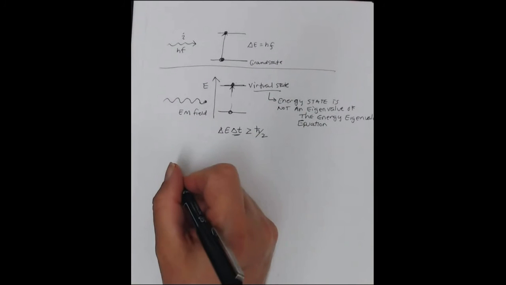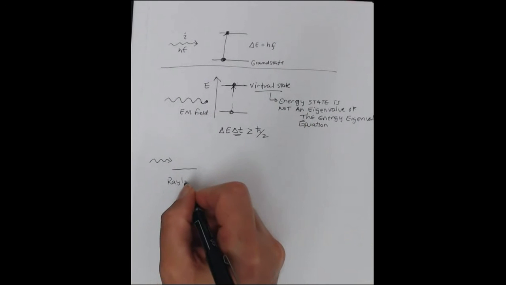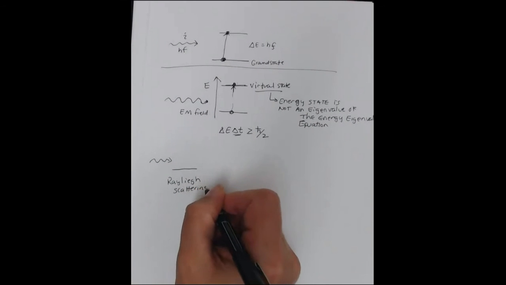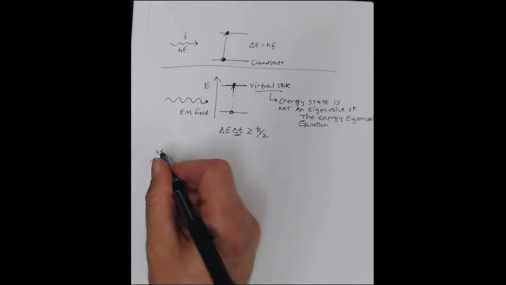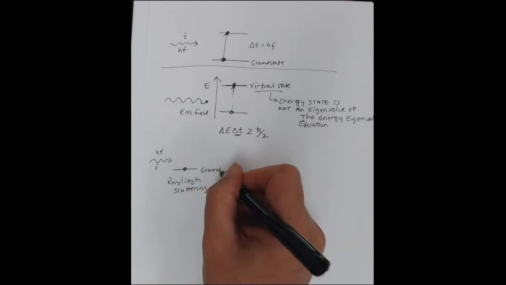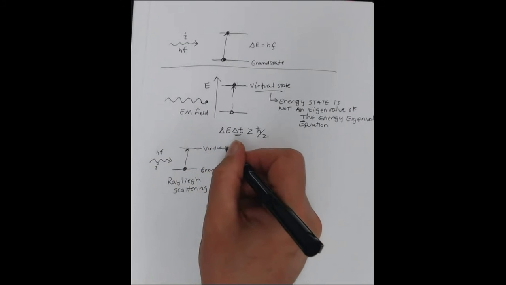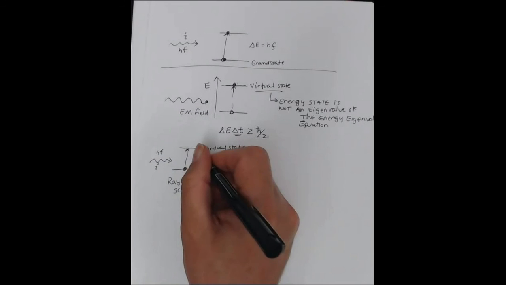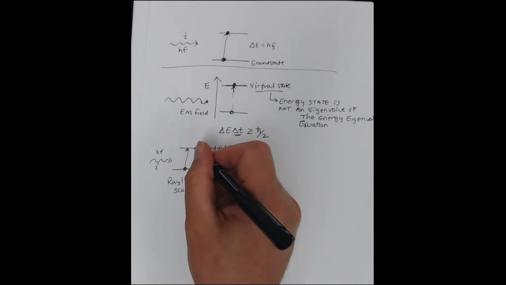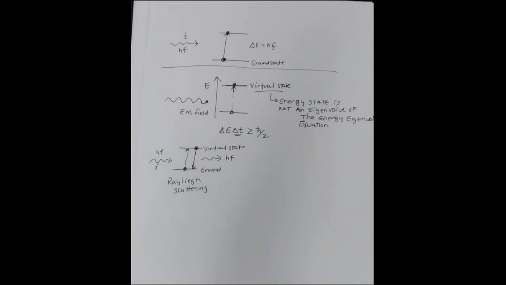So we would have our incident light for Rayleigh. This is for Rayleigh scattering. Our incident light, certain energy hf. Here's our electron in the ground state. Goes up to the virtual state. And then very quickly makes the transition back down, emitting a photon with the same energy.